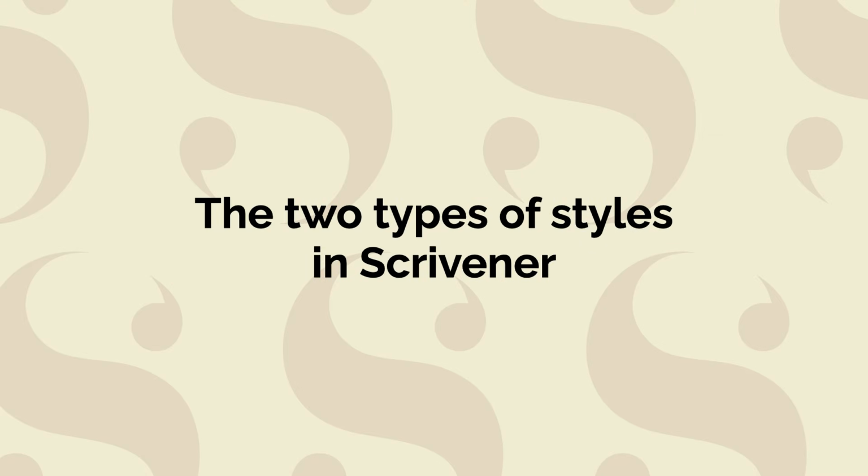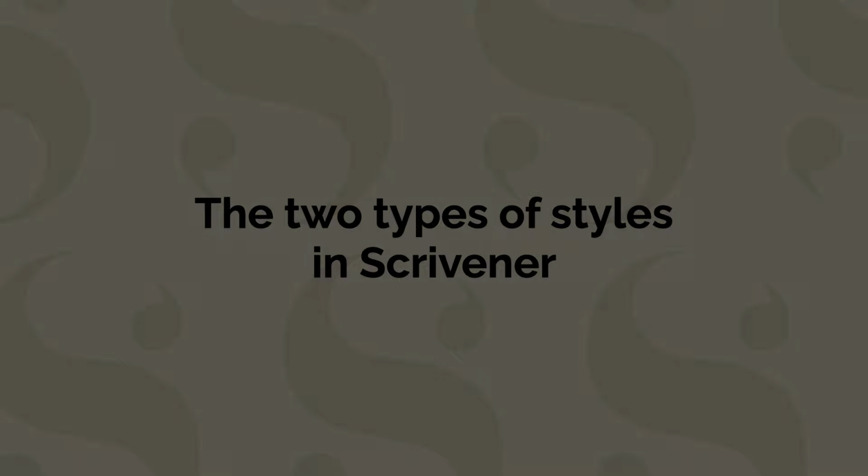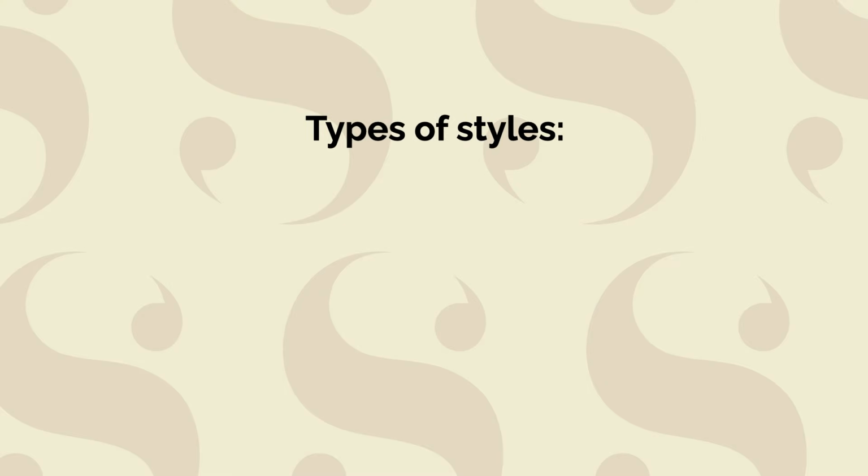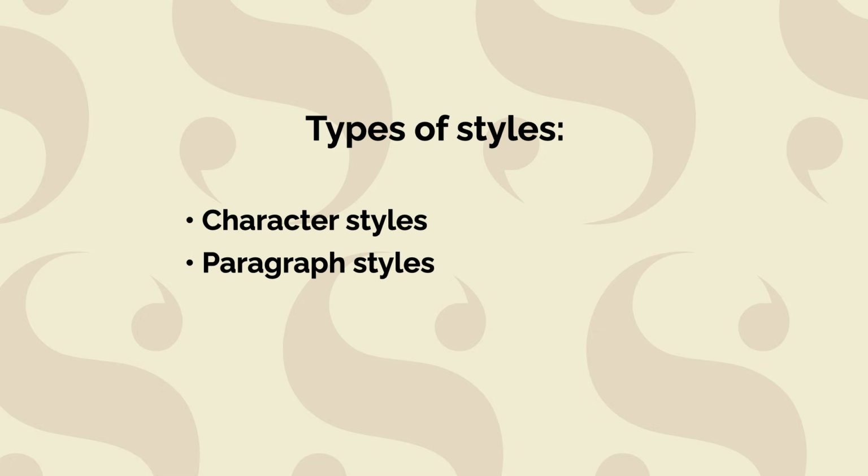There are two types of styles in Scrivener: character styles and paragraph styles. Character styles affect how letters look, and paragraph styles affect how paragraphs look. Check out our other video about styles to learn more.